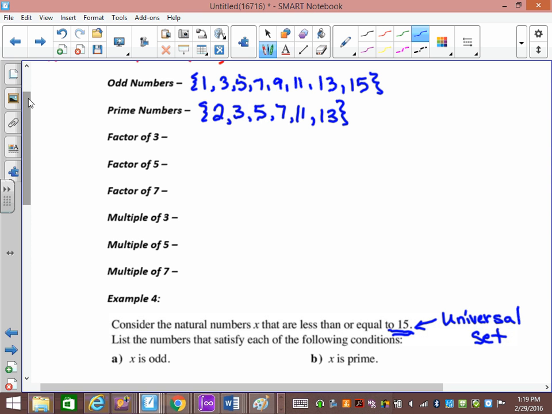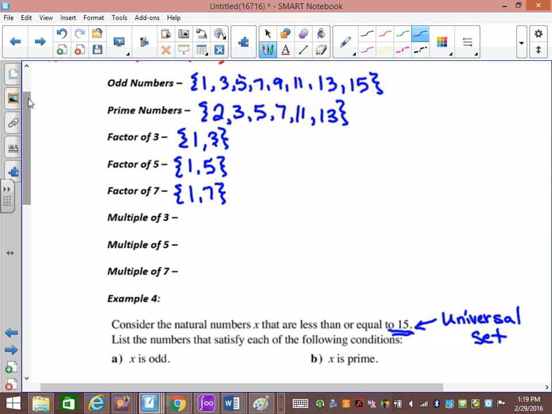Okay? There's more in the world, obviously, but that's why we like the universal set, because it limits our numbers, right? Factors of 3. What are the factors of 3? Factors of 3, what can I multiply to get me 3? What numbers? 1 and 3. That's it. The factors of 5 are 1 and 5. The factors of 7 are 1 and 7, because they're all prime numbers.